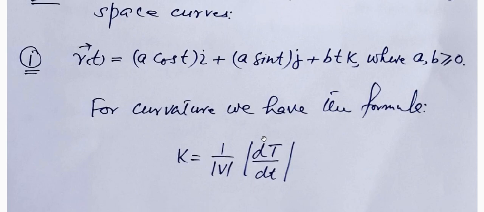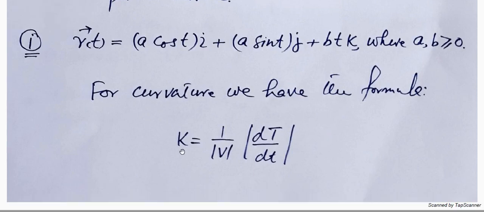For curvature, the formula is, we denote curvature with kappa, equal to 1 over v magnitude, where v is your velocity, times the magnitude of dT over dt. What is this T? This T is your unit tangent vector. So for curvature, first you find the unit tangent vector, then you take the derivative with respect to t, then you take the magnitude of this, and then multiply with 1 over v magnitude. Everything you already know.